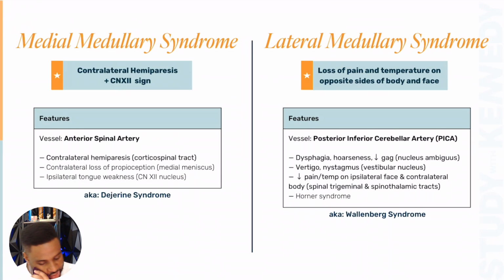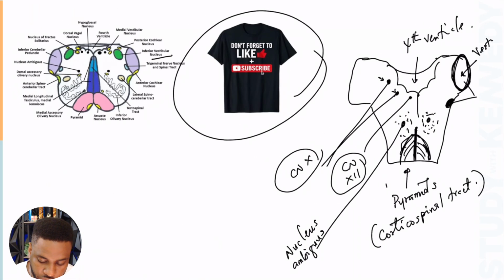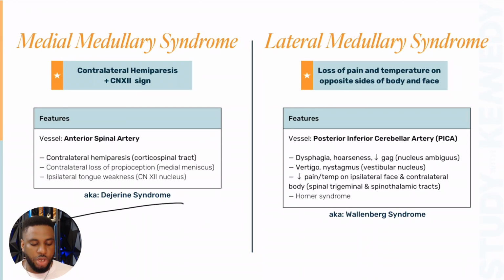The first one we'll consider is the medial medullary syndrome. What causes the medial medullary syndrome? When there is damage to the central, medial part of the medulla, we call that medial medullary syndrome. It is also called Dejerine syndrome. Don't worry about the name Dejerine syndrome, we don't care. But it is called medial medullary syndrome. It means there's something wrong with the medial portion of your medulla.